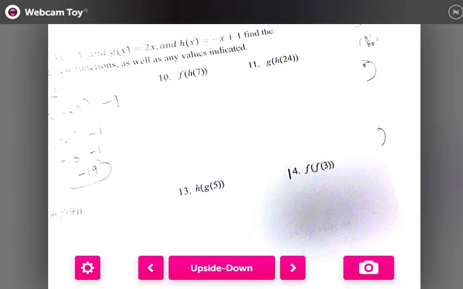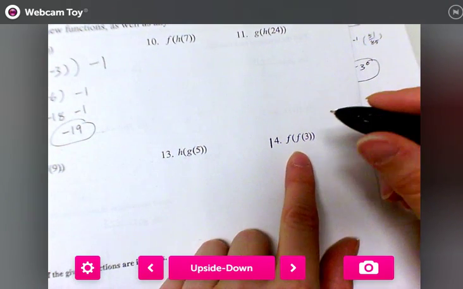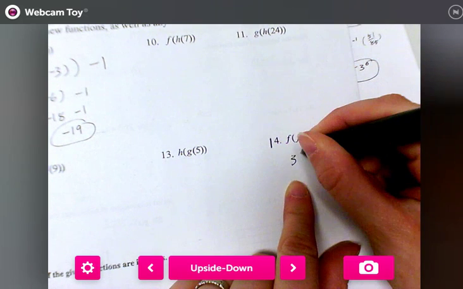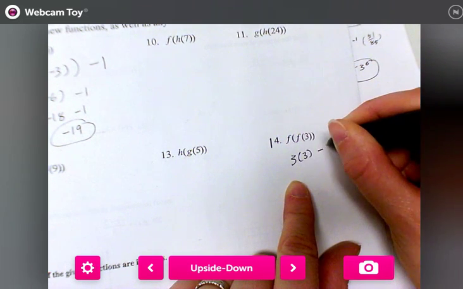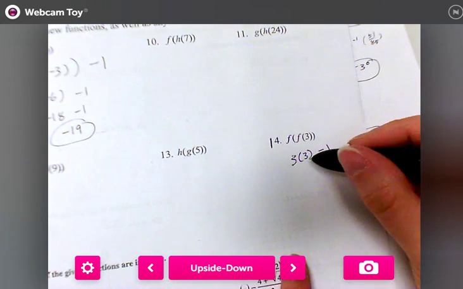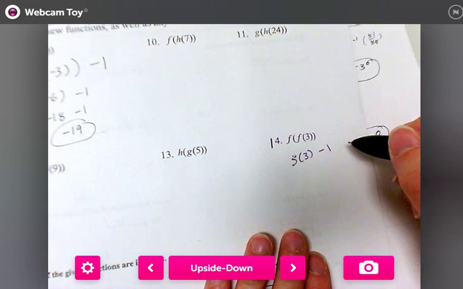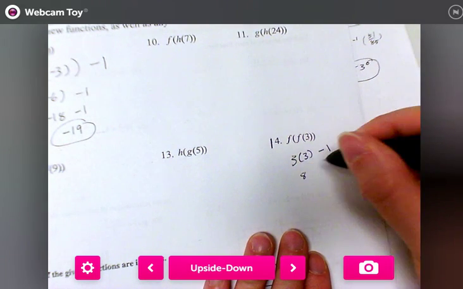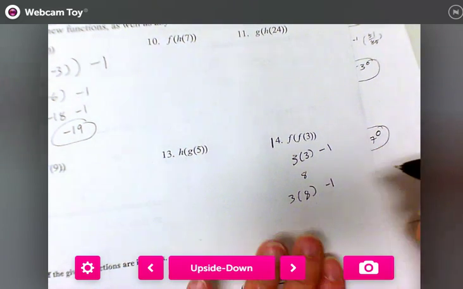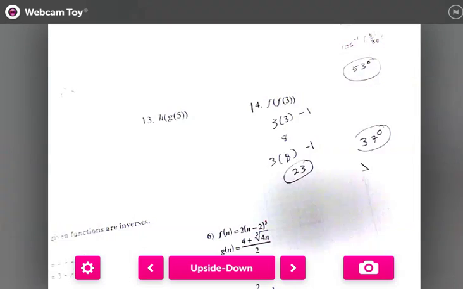Okay. All right. Number 14. We're looking at f of x. We're going to have 3 times 3 minus 1. So far, so good? Yeah, 9 minus 1. Okay, so we can just do this one right away. 3 times 3 is 9. 9 minus 1 is 8. But then this answer I've got to put back in for x again. Okay, 24 minus 1 is 23, my final answer. Oh, got that right. Good?